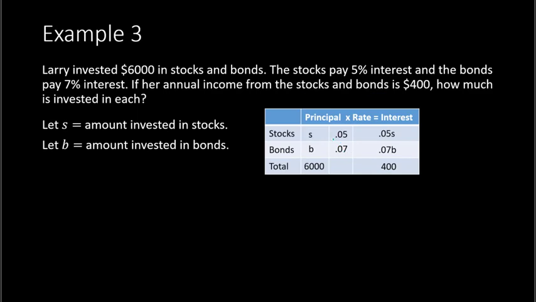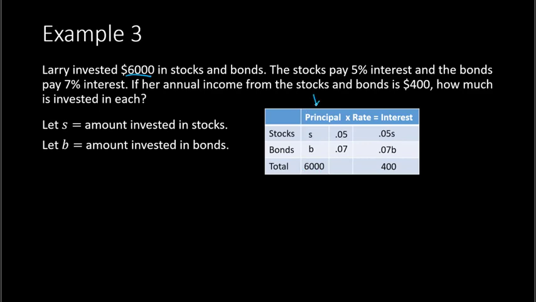So now that we have all the pieces of the puzzle put together, we can create 2 different equations with which we can solve. Typically when you are trying to determine the equations, you're going to look at some total amount. For example, we are told that Larry invested $6,000 in stocks and bonds. That is a total amount, and we see in the table that's down here in this total row. So we can create an equation from that.